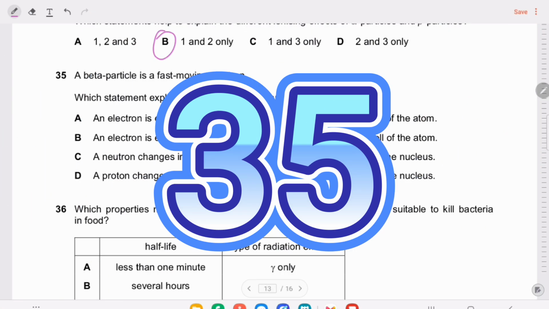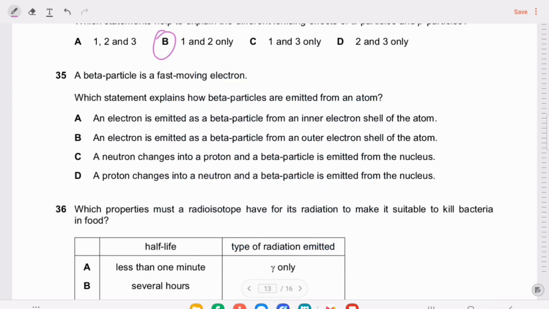Okay. A beta particle is a fast moving electron. Which statement explains how beta particles are emitted from an atom? An electron is emitted as a beta particle from an inner electron shell of an atom. An electron is emitted as a beta particle from an outer electron shell of the atom. A neutron changes into a proton and a beta particle is emitted from the nucleus. A proton changes into a neutron and a beta particle is emitted from the nucleus. This is a favorite Cambridge radioactivity question.